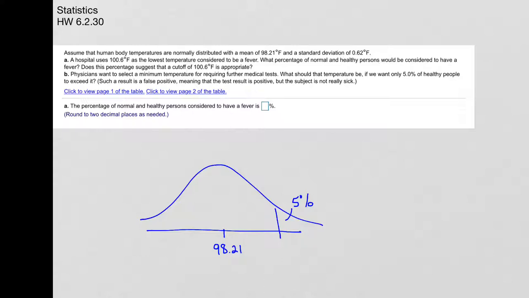So we have 5% at the top here, which means 95% on the left-hand side. So I'm going to use the inverse norm because I have a percentage and I want to find out what the cutoff is from that. So I'm going to put in 0.95, and the mean is 98.21, and the standard deviation is 0.62.